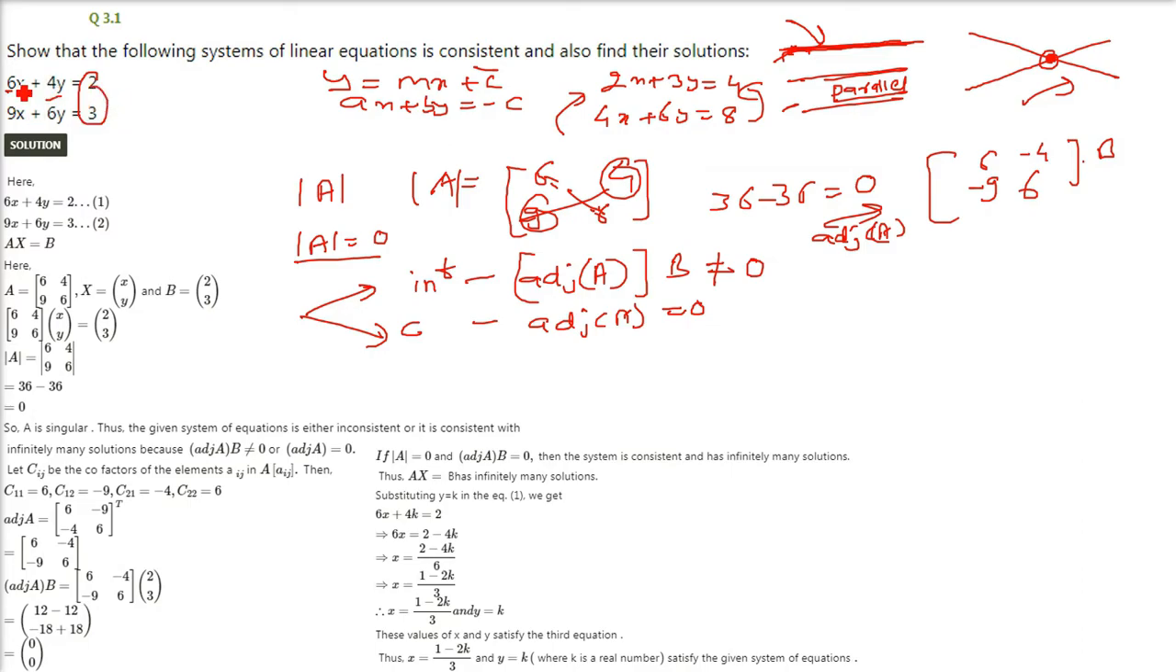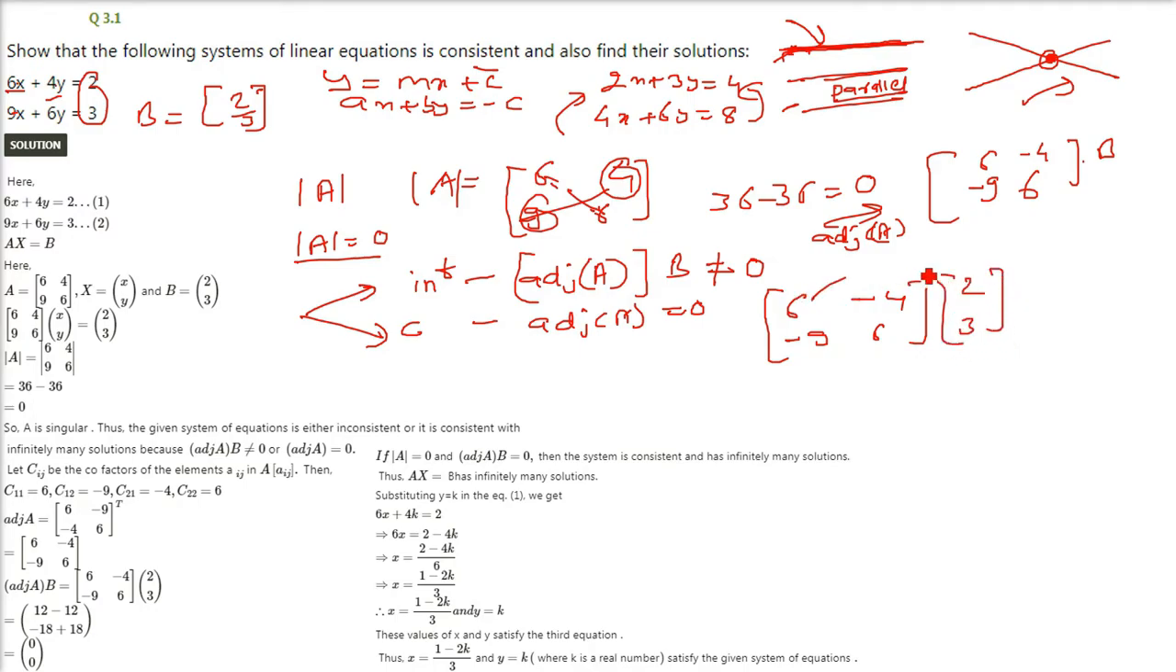This adjoint A has to be multiplied by the B matrix. What is the B matrix here? 2 and 3. So multiply it with 2, 3 and see what comes. 6, minus 4, minus 9, 6. So multiply it with 2, 3.